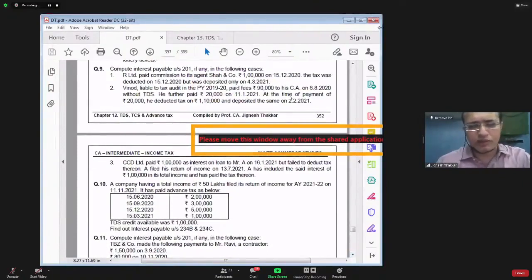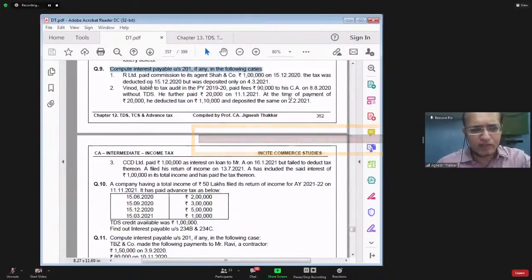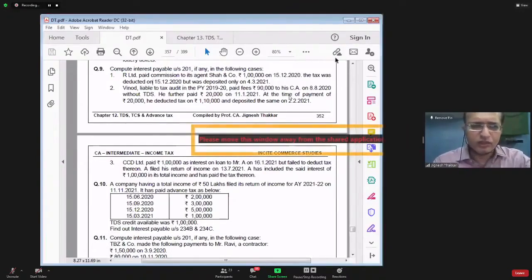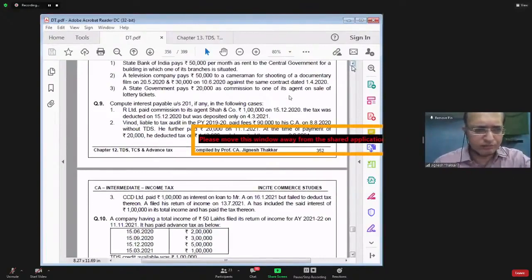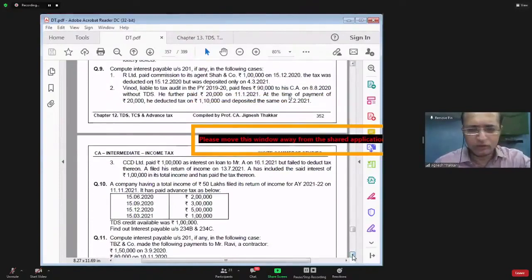Let's move on to question number 9 now. Compute the interest payable under section 201 if any in the following cases. Every case is an independent case. They are not connected to each other. Yes, Deva madam, on entire 80,000 TDS will be deducted. On entire 80,000 TDS will be deducted. Shall I proceed?